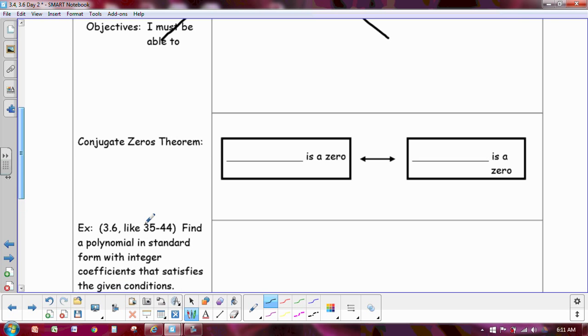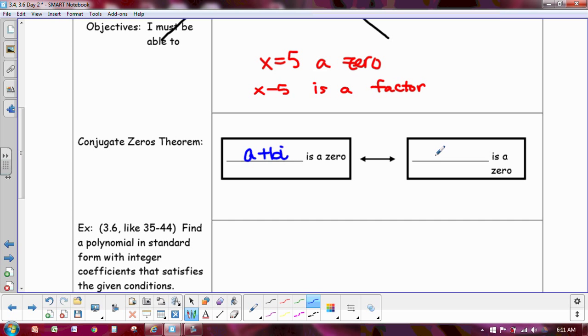We've been talking that if x equals 5 is a 0, then x minus 5 is a factor. Well, we need information about when I have imaginary answers. And so that's what the conjugate zero theorem talks about. That if a plus bi is a 0, a minus bi is a 0. So we need to pay attention that imaginary solutions come in pairs.